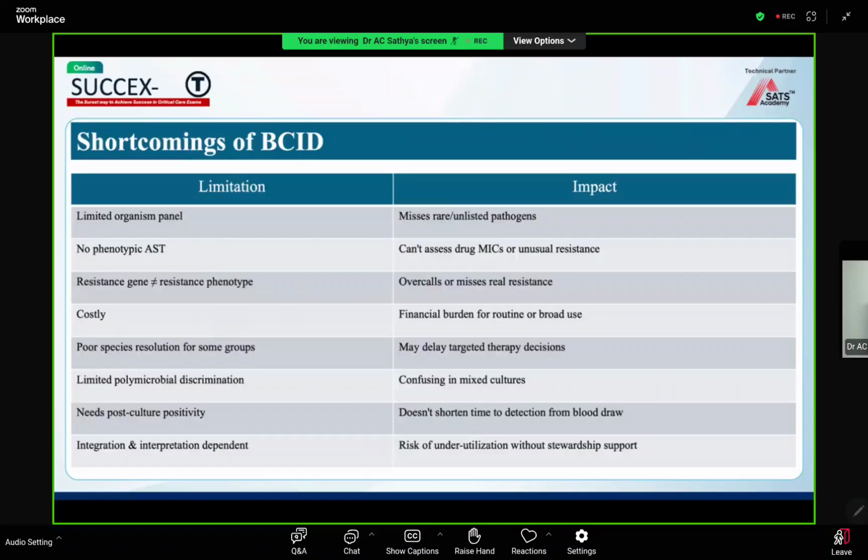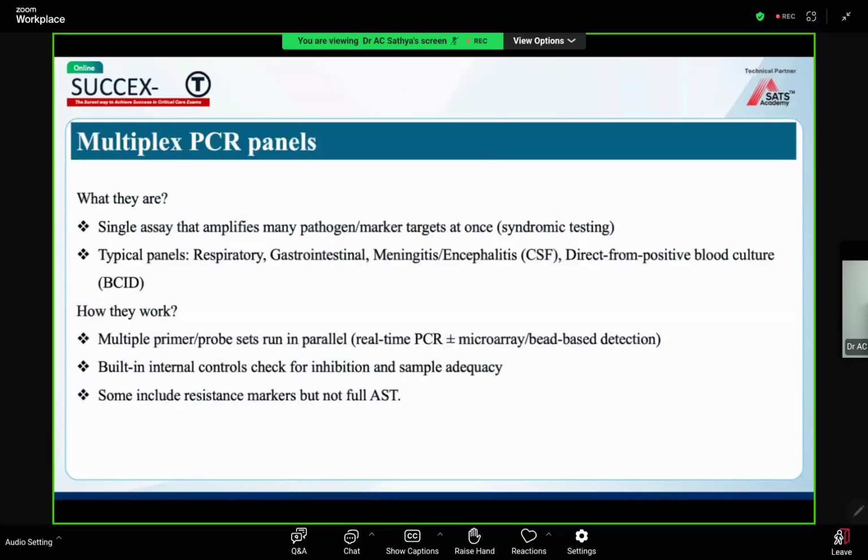But it's not that BCID doesn't have any shortcomings. The shortcomings are it has a limited organism panel. Even when it's positive, you always have to go ahead with the phenotypic AST. The presence of a resistance gene doesn't always mean that there is a resistance phenotype, and it's costly. Poor species resolution for some groups, and it's limited when you are suspecting polymicrobial sepsis, there may be lesser discriminative power, and it also needs integration with AMS. Simply doing it alone doesn't improve outcomes.